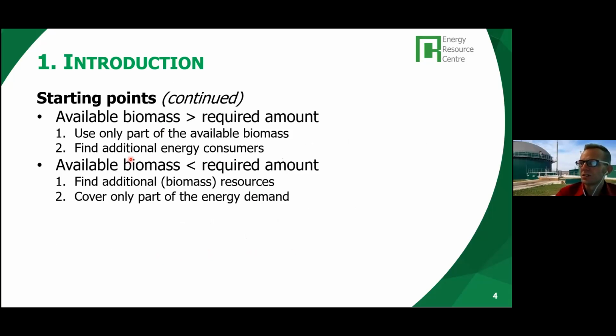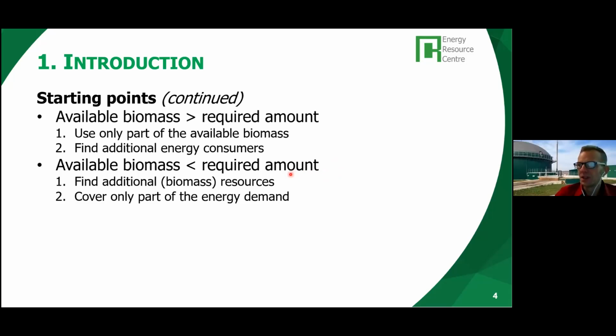So that's basically it. If the available amount of biomass is more than what is required, then you can choose either to use only part of the amount of biomass that is available. The second option is to find additional energy consumers so that you can increase the scale of production, and that might have cost advantages, economies of scale, or efficiency advantages because of the large scale.